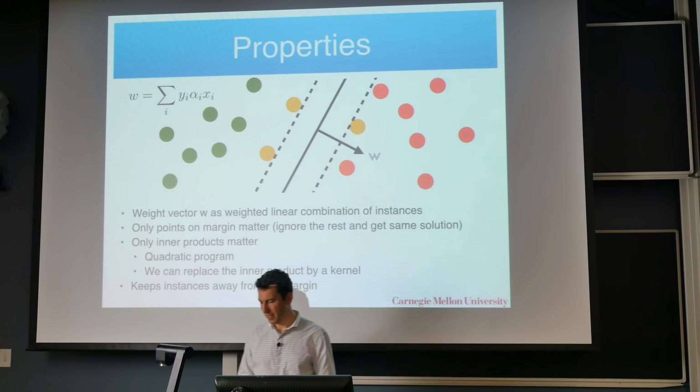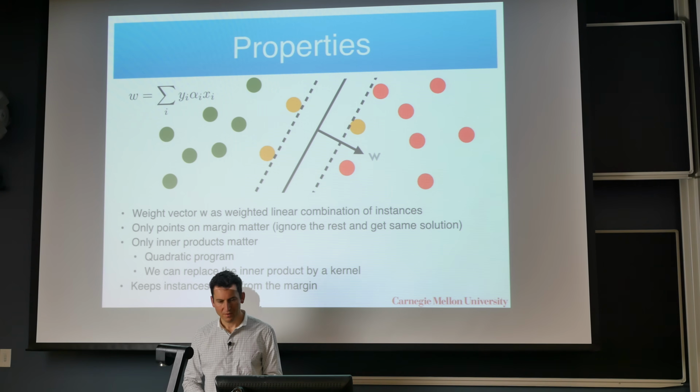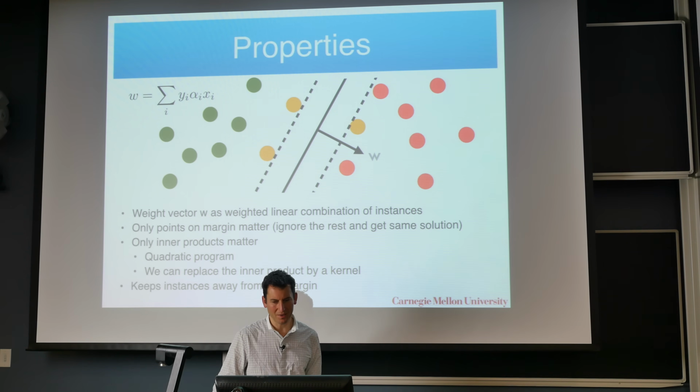So, I mean, this is just a quick summary. We have a weighted linear combination of instances. Only the points really on the margin, on the boundary matter. Nothing else does. And I have a simple quadratic program. And on top of that, we can actually replace that inner product by a kernel.